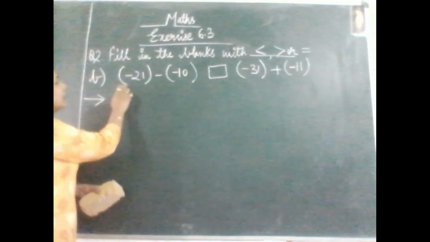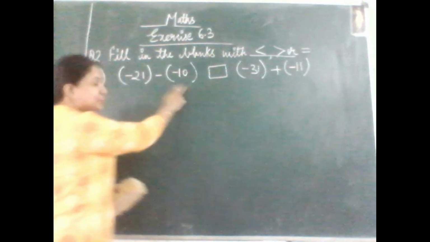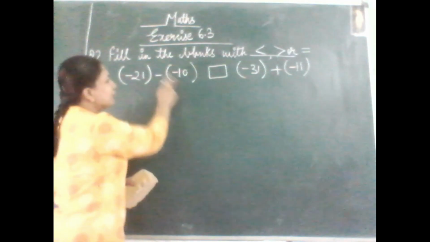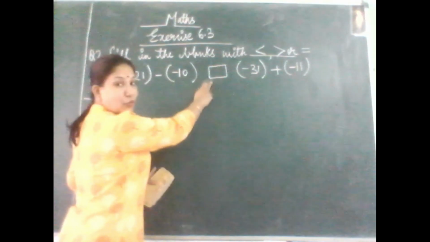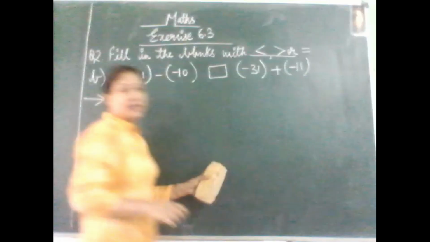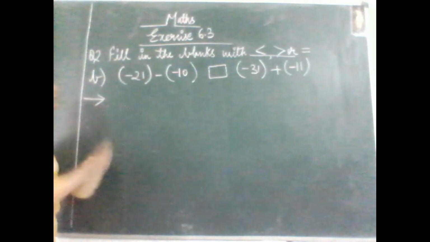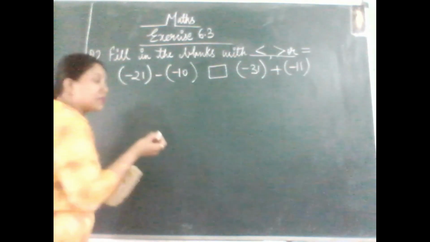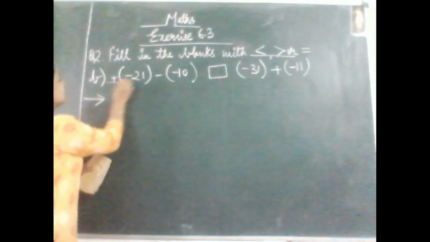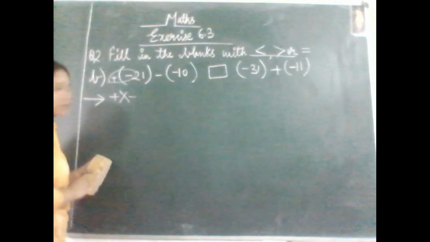The question is minus 21 minus of minus 10. Is it less than, more than or equal to minus 31 plus minus 11? So we see brackets here, and we will first solve the bracket. Take out your pencil and put a small plus sign. So what is this? This becomes plus into minus.